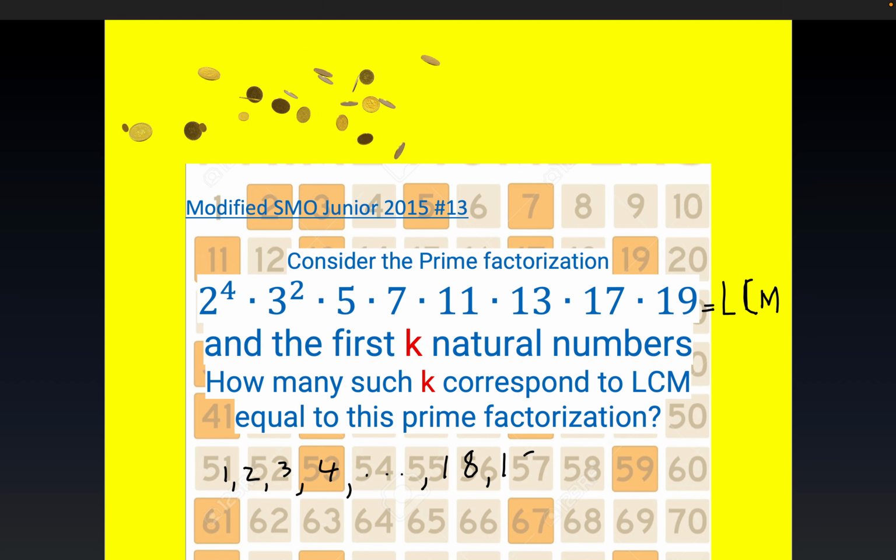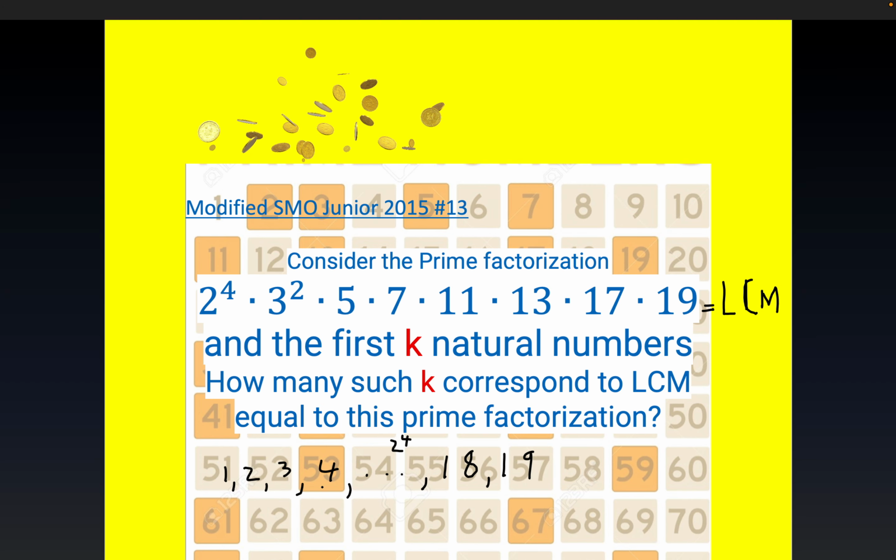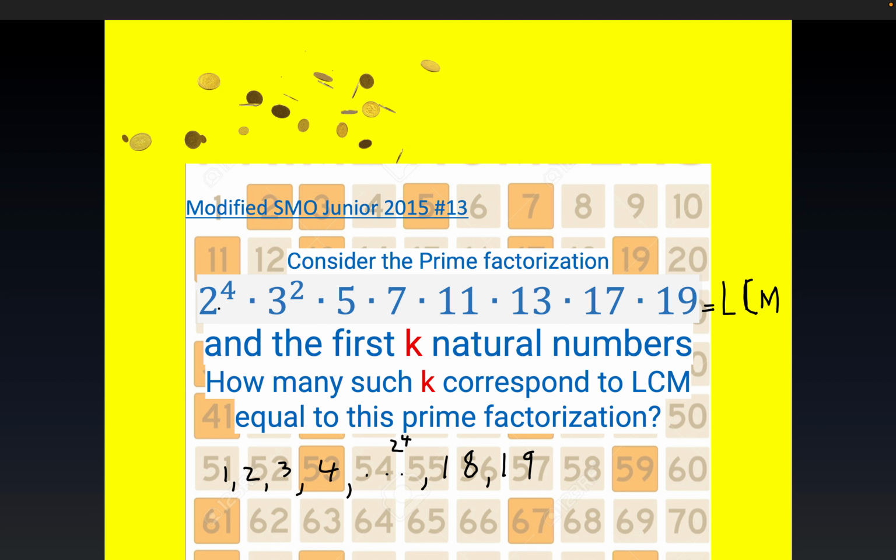Now notice that 16 would be in here somewhere, right? Well, 16 is 2 to the 4th, okay? And notice that will cover up, so to speak, any other powers of 2. 2 cubed would be here also, but 2 to the 4th is the highest power of 2 amongst these 19 numbers, okay? So notice that 2 to the 4th is in the prime factorization of our purported LCM.